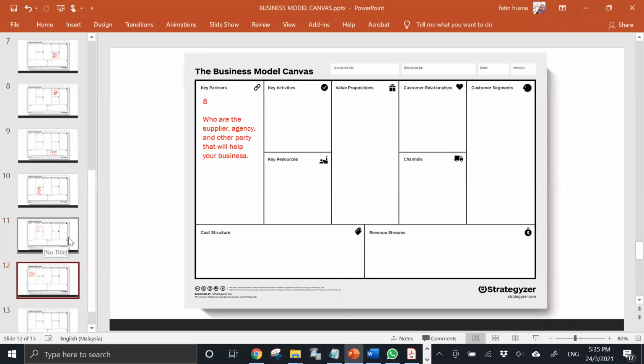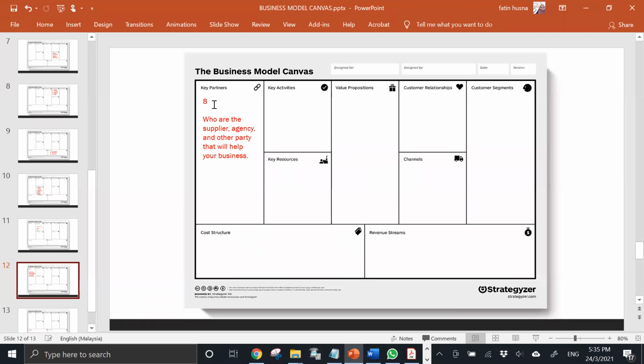All right. Next is key partners. Key partners will be quite confusing. So basically, it's the supplier or agency or other party that will help your business. So how to differentiate between customers and key resources, the bank. Key partners are those that you pay, an agency or a company, to get their service back, to help your business activities. You are paying and you're getting something to help your business.